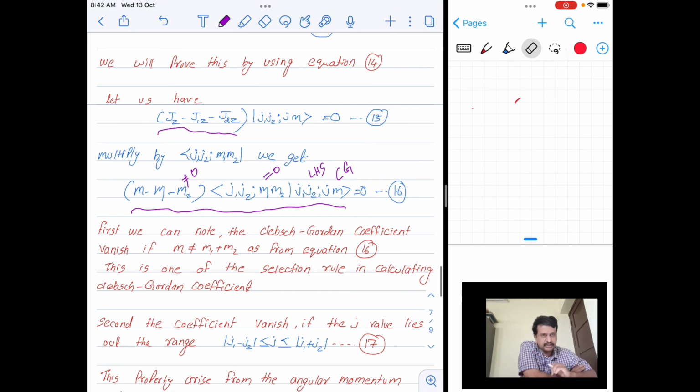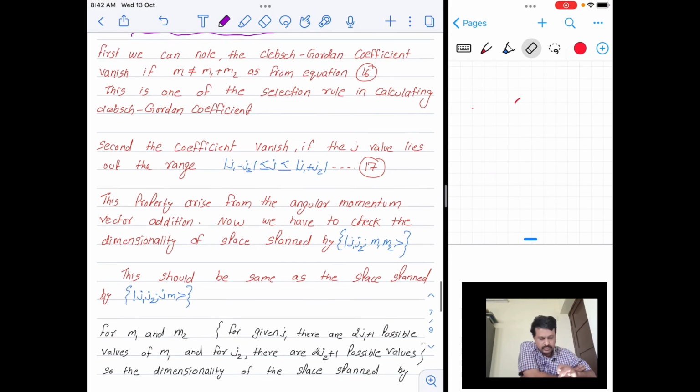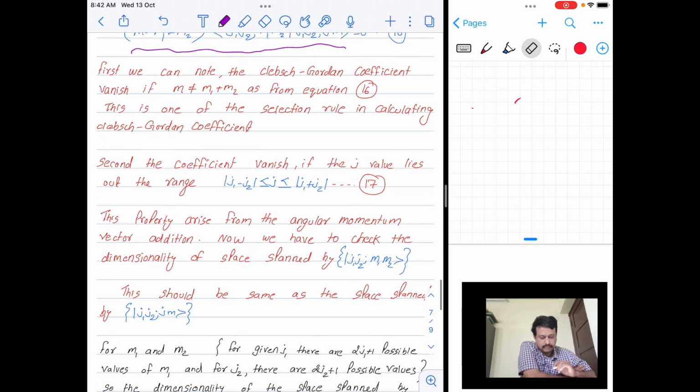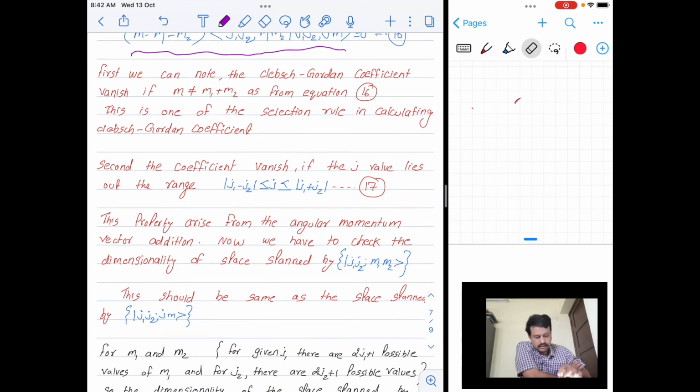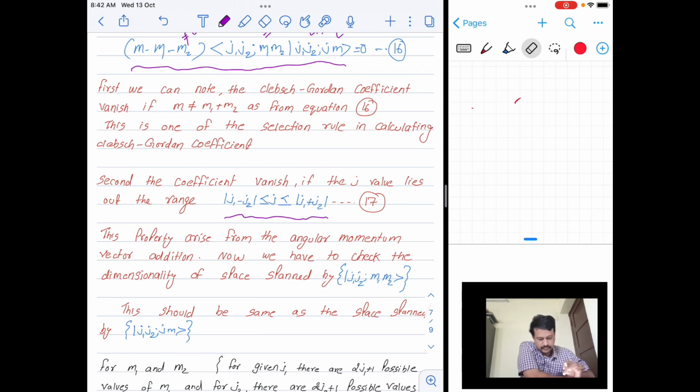So this equation number 16 is an important rule to calculate the Clebsch Gordan coefficient. Another important thing is that this Clebsch Gordan coefficient also vanishes if J values lie out of this range. That equation number 17 arises from the angular momentum property. Now we have to check the dimensionality of J1, J2, M1, M2.